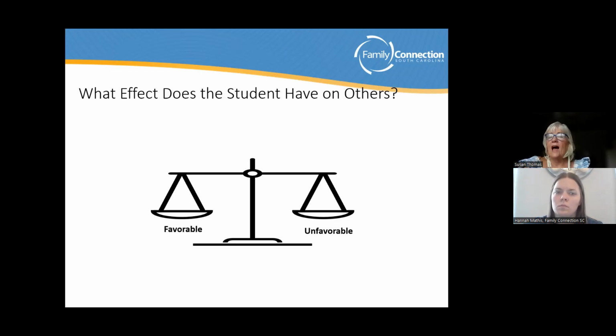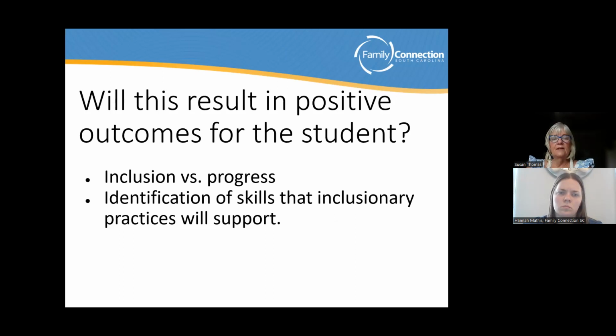And how does the child think about this? What are they saying to you as a parent about their classroom placement? We want kids to feel successful at school. If they're going to school every day and they don't feel successful, that's not good. And a lot of times it's also not helping them fit in their classroom. And then this is the big one. Will this result in positive outcomes for the student?